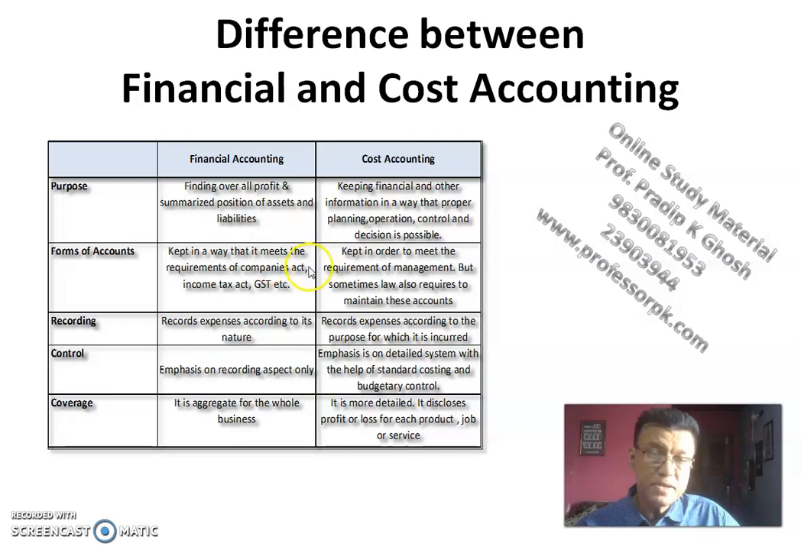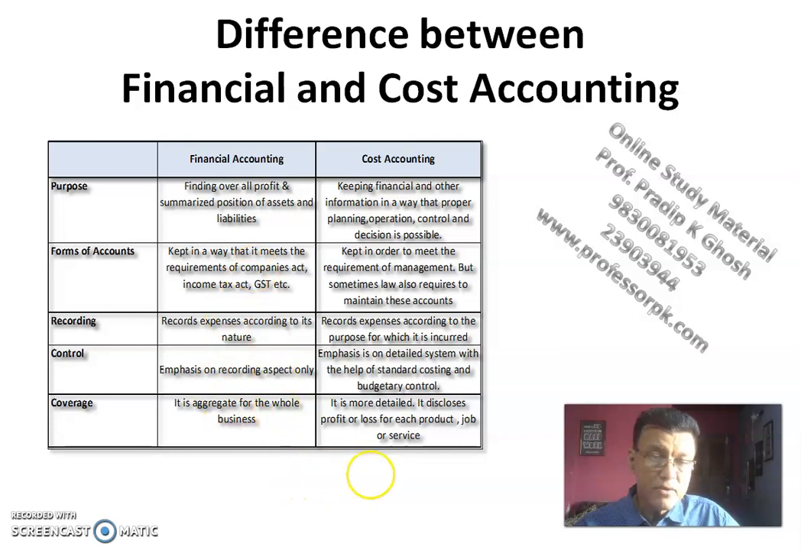Financial account is kept in a way that it meets the requirement of Companies Act, Income Tax Act, GST, etc. All these acts basically require you to maintain the books in certain formats or maintain the books giving certain aggregate financial information. Cost accounting book is kept in order to meet the requirement of management, but sometimes the law also provides that cost accounting books should be kept.